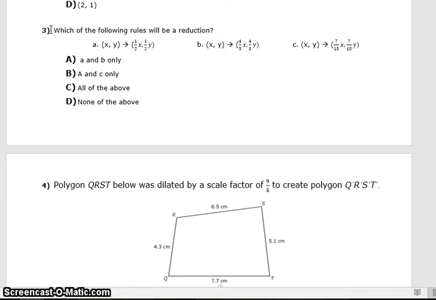Number 3. Which of the following rules will be a reduction? A, xy becomes 1/2 x, 1/2 y. B, xy becomes 4/3 x, 4/3 y. Or C, xy becomes 7/10 x, 7/10 y. Is it A: A and B only? B: A and C only? C: all of them? Or D: none of them? What are the reductions?